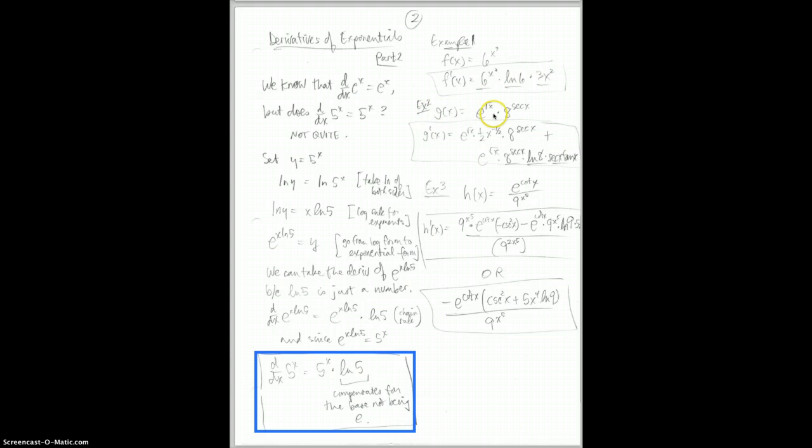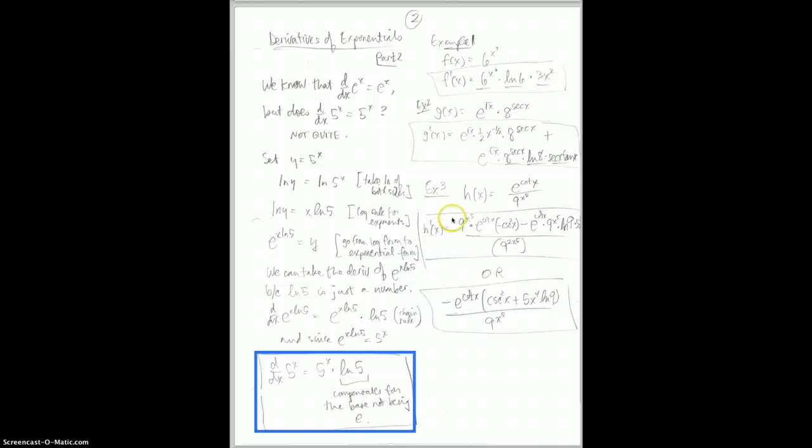Example 2. This involves product rule. The derivative of e to the root x is e to the root x times the derivative of what's inside, times 8 to the secant of x left alone, plus this time e to the root x left alone times the derivative of 8 to the secant of x. That'll be 8 to the secant of x, ln of 8 to compensate for the fact that you were not e to the secant of x, you were 8 to the secant of x, and then the derivative of secant of x, which is this. That's the final answer, you're done.